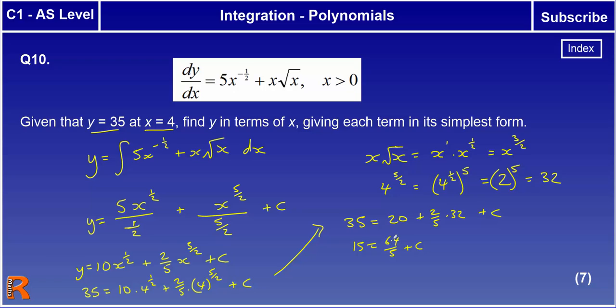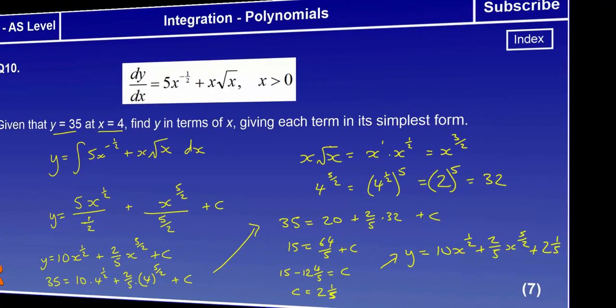64, well 5 goes into 60 12 times, 12 and 4/5. So we take away 12 and 4/5 or 12.8, depending on how you like to do it. I prefer fractions, but a lot of people like the decimals. So that's 1/5 makes 13. So it's 2 and 1/5 or 2.2. So our y equals 10x to the half plus 2/5 of x to the 5 upon 2 plus 2 and 1/5.